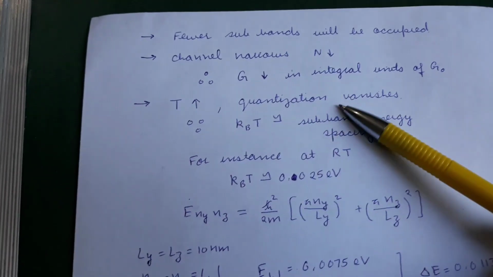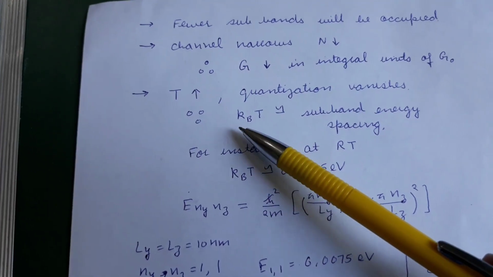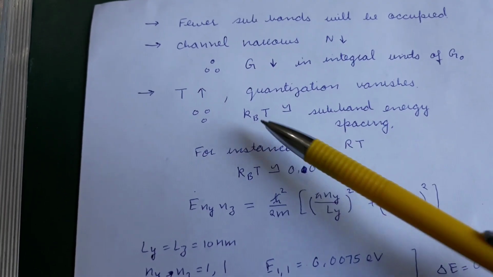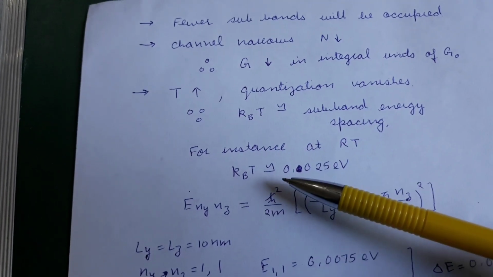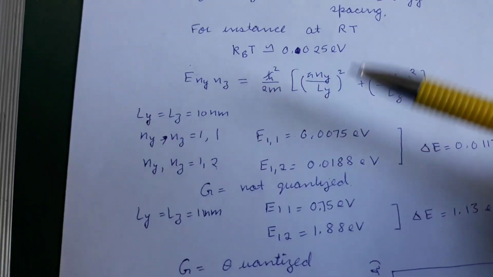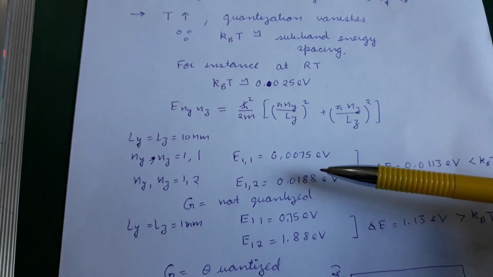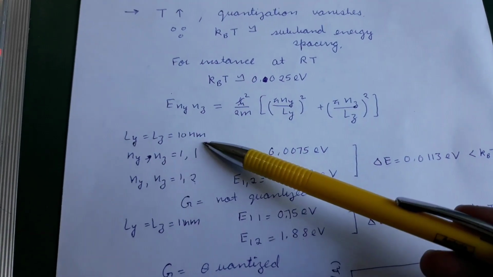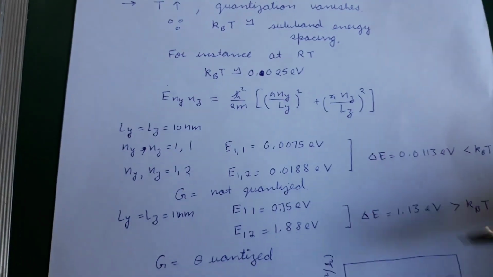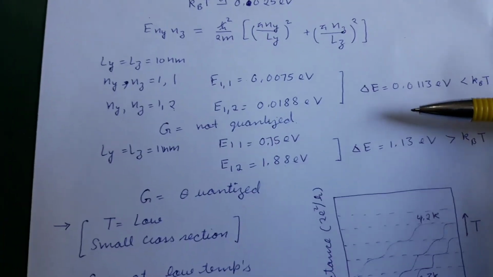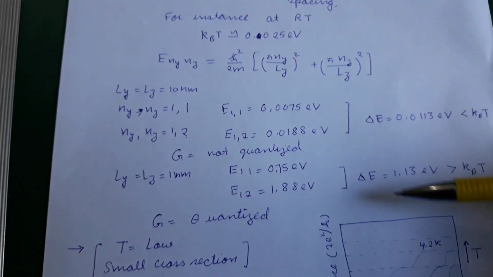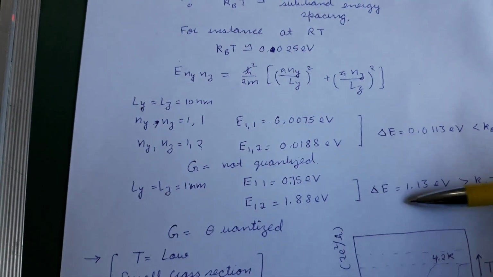Why will it vanish? Let's try to understand it. The amount of energy provided to electrons by temperature will be kT, which at room temperature has a value of 0.025 electron volts. Let's see the energy difference between two sub-bands in a 10 nanometer square cross-section wire and in a 1 nanometer square cross-section wire. In the 10 nanometer square wire, delta E, the difference between energy levels, will be 0.0113 electron volts, while for 1 nanometer square it will be 1.13 electron volts.